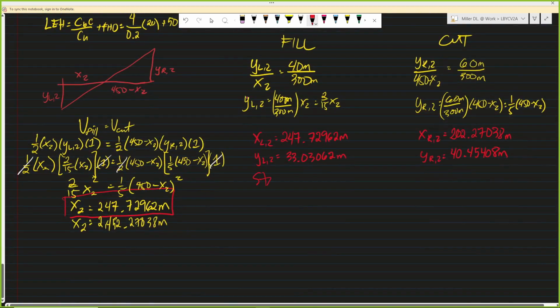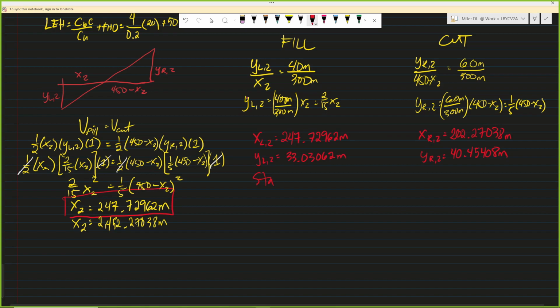Ganun din, yung process. So, 1760 minus 247.72962 para sa fill, and sa cut naman ay 1760 plus 202.27038. Kindly compute the stations. Comment nyo sa chat box. Kasi ang pinapahanap dito are the stations of the limit of economic haul. Sige, comment sa chat box.